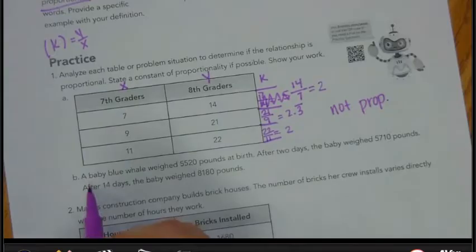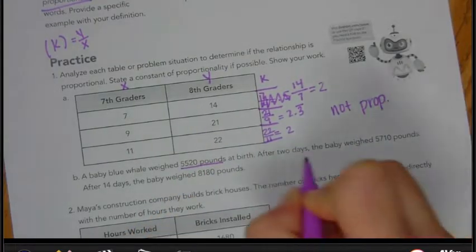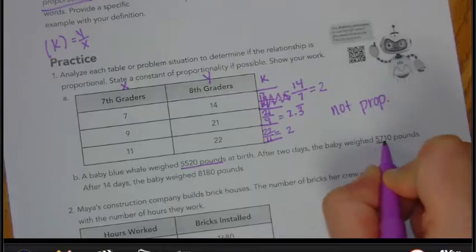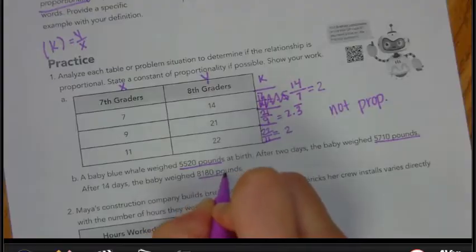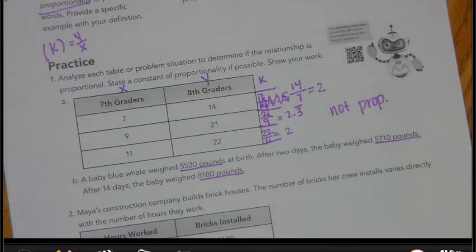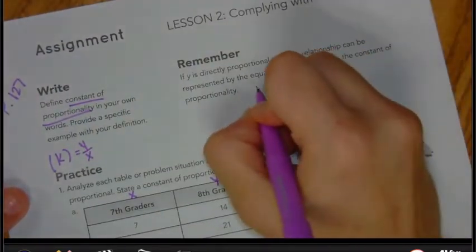All right, a baby blue whale weighs 5,520 pounds at birth. After 2 days, the baby weighed 5,710 pounds. After 14 days, the baby weighed 8,180 pounds. Okay, so I want to know, is this situation a proportional situation? Well, before I even do any math, we have to think about this. All right, I know to be proportional, 3 things. Let me get you my 3 little rules up here.